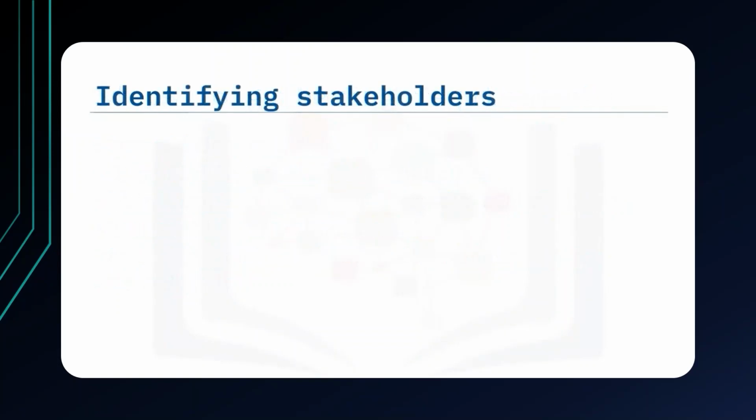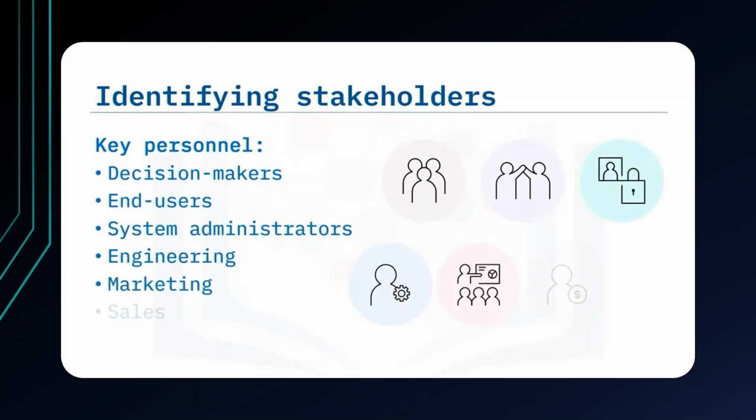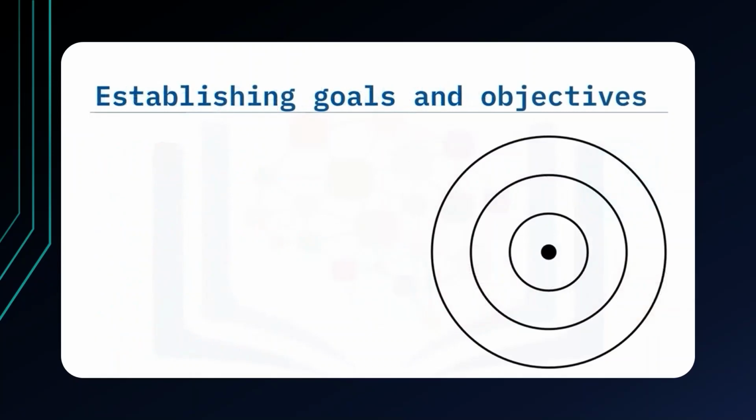Generally, the stakeholders work for the organization that requests the development of the software product. Key personnel from the organization may include decision maker, end user, system administrator, engineering, marketing, sales, and customer support personnel. It is good to have a representative from every group that the product affects.